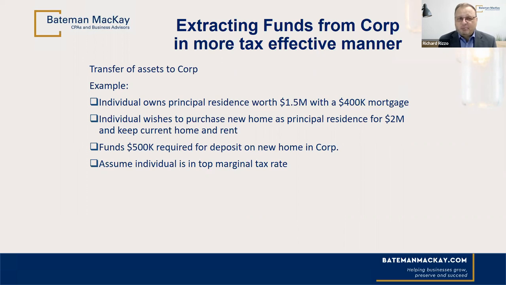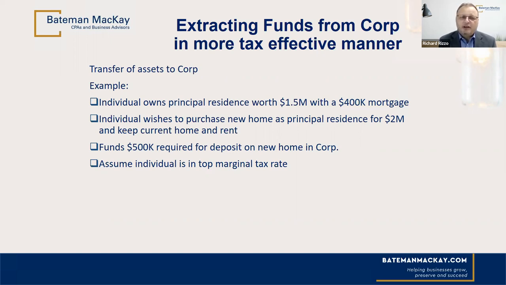So the principal residence that they owned was worth 1.5 million, and they had a mortgage of 400,000 on that. They wanted to buy a new home, which was worth about 2 million. The banks required them to put down a $500,000 deposit. The problem was the money was trapped in their corporation, in the professional corporation.